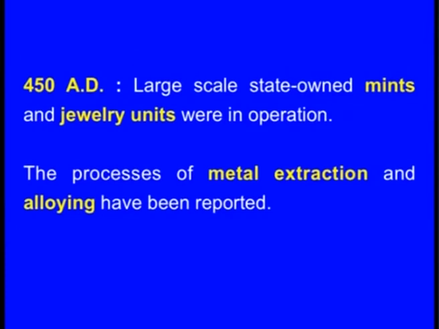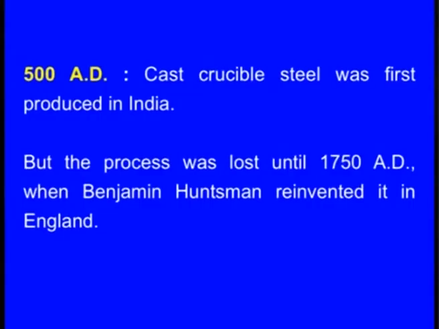During 450 AD, large scale state owned mints and jewellery units were in operation. The processes of metal extraction and alloying have been reported in India. During 500 AD, cast crucible steel was first produced in India, but the process was lost until 1750 AD when Benjamin Huntsman reinvented it in England.